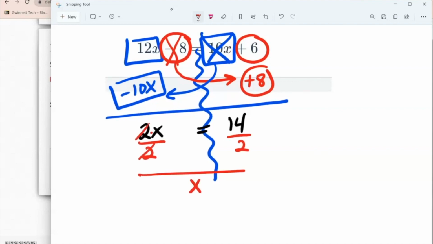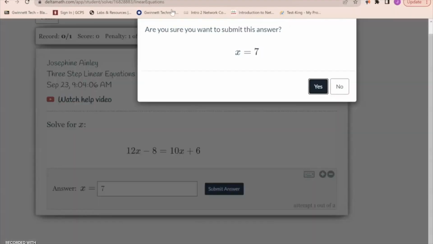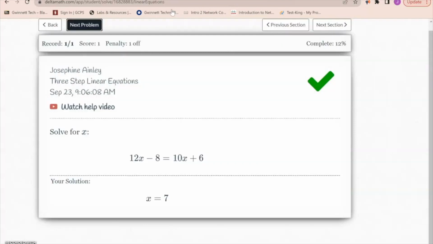So now I get x equals, and again, you're going to put this on the calculator, but you should get 7. Okay, so x equals 7 is my final answer. So I come over here, x equals 7, submit. All right, I'm good to go. So once again, if you didn't understand that explanation, click on this watch help video, and they have like 5 or 6 more examples. I'm going to go to the next problem.